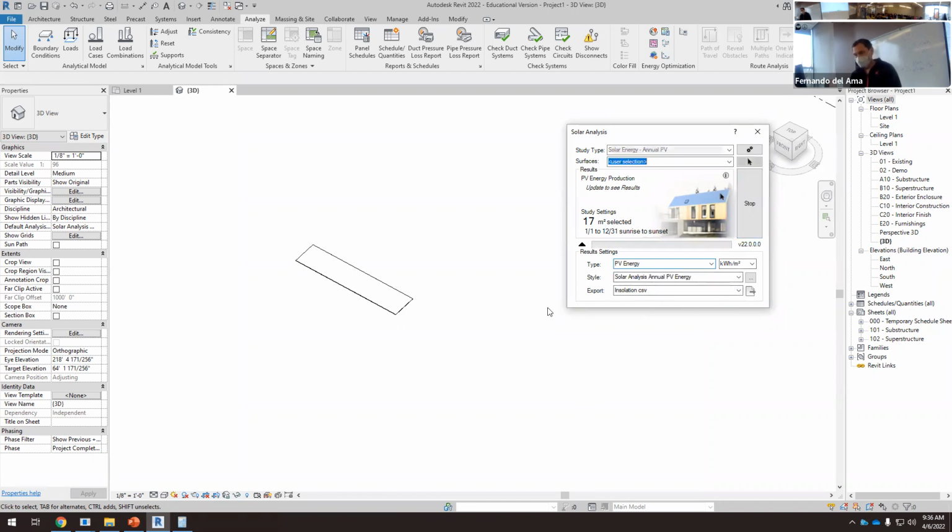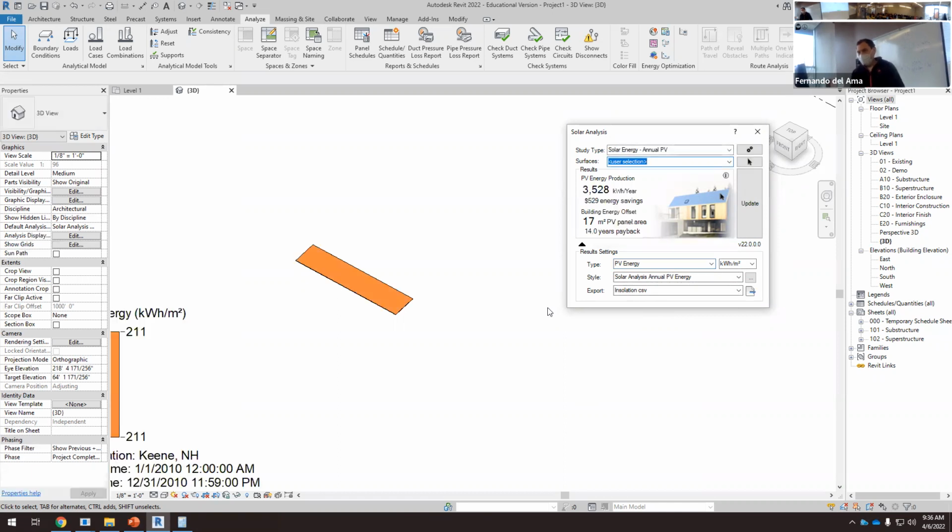So let's update. What we have here is a total of 3,000. We have already compared this from PVWatts and Revit. In Revit, this is 3,528 kilowatt hours per year.